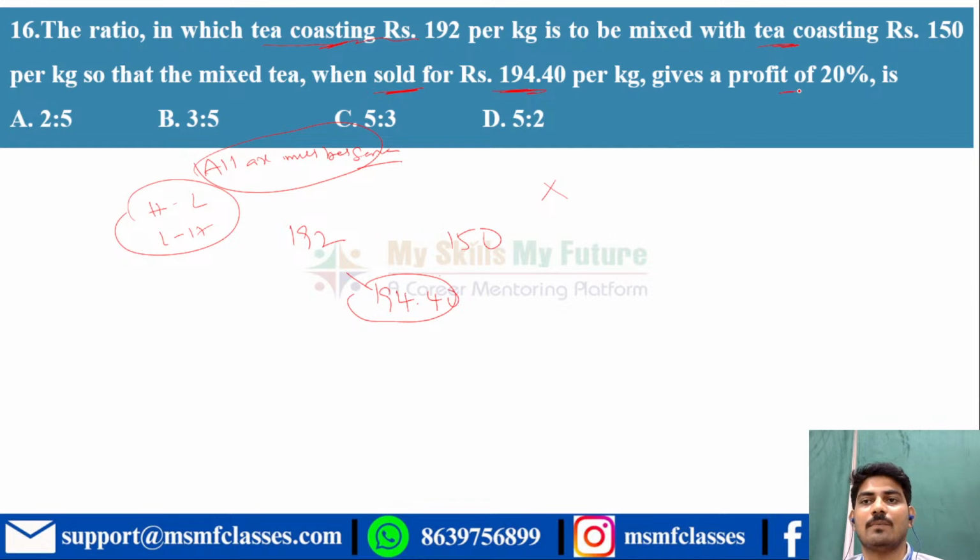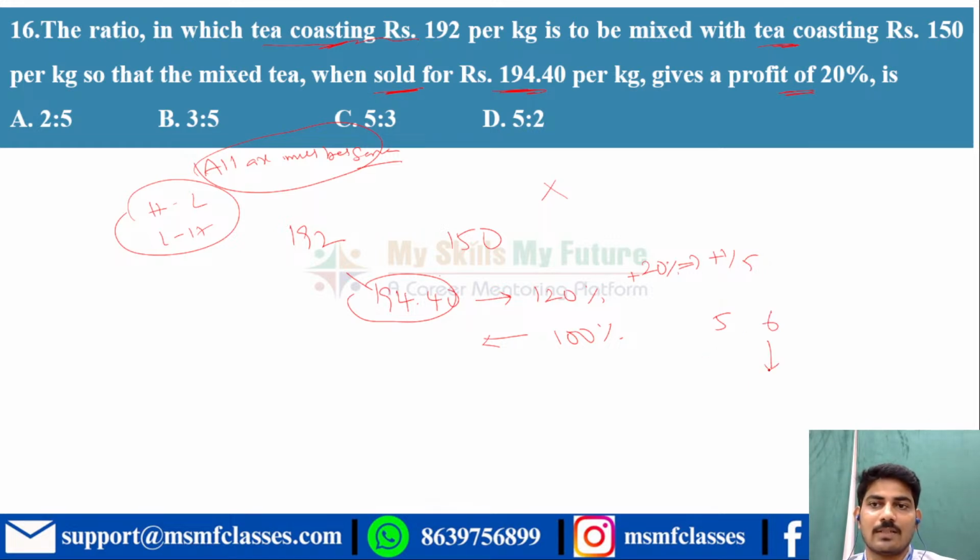And it gives a profit of 20%. So 120 percent will be 194.40, but we need the 100 percent value here. So the 100 percent value can be solved like this. This 20 percent in fraction can be read as plus 1 by 5. Initially it was 5 parts, later it will become 6 parts.